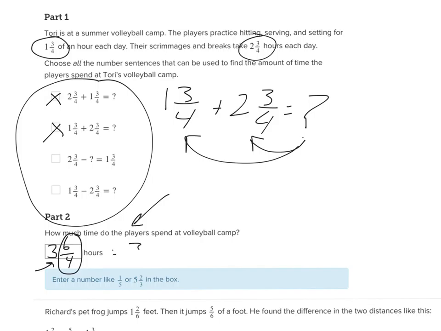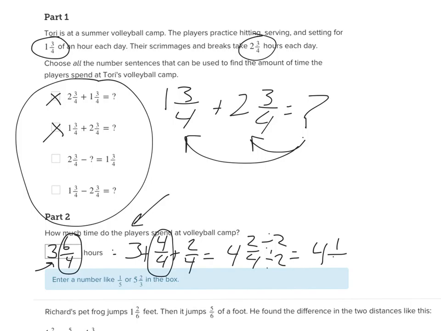So this is going to equal 3 4/4 plus 2/4. That's what the improper fraction turns into. I know that 4/4 is 1 whole, so 3 plus 1 whole equals 4. And then the 2/4, so 4 2/4, the 2/4 could be simplified by dividing by 2 over 2. So I'm going to end up with 4 1/2. 4 1/2 is the time that the players spend at volleyball camp.